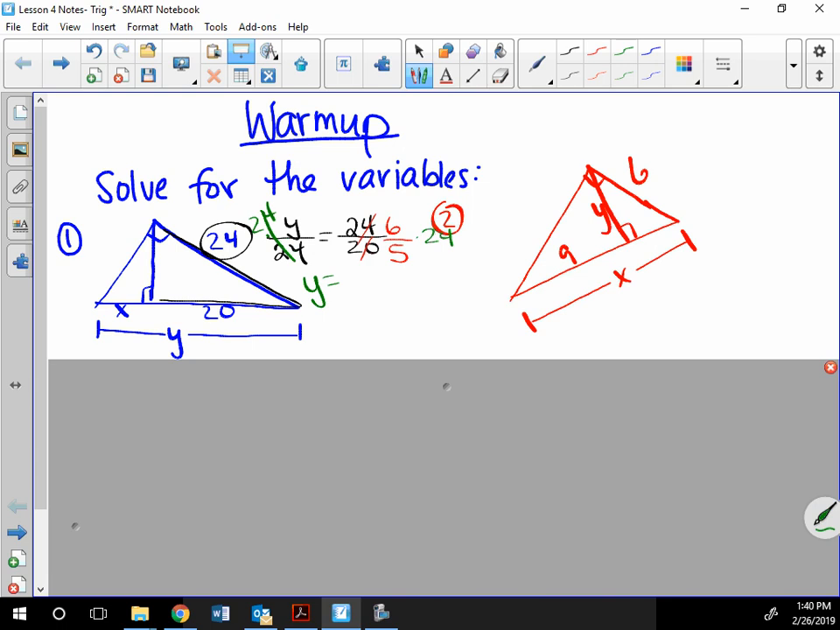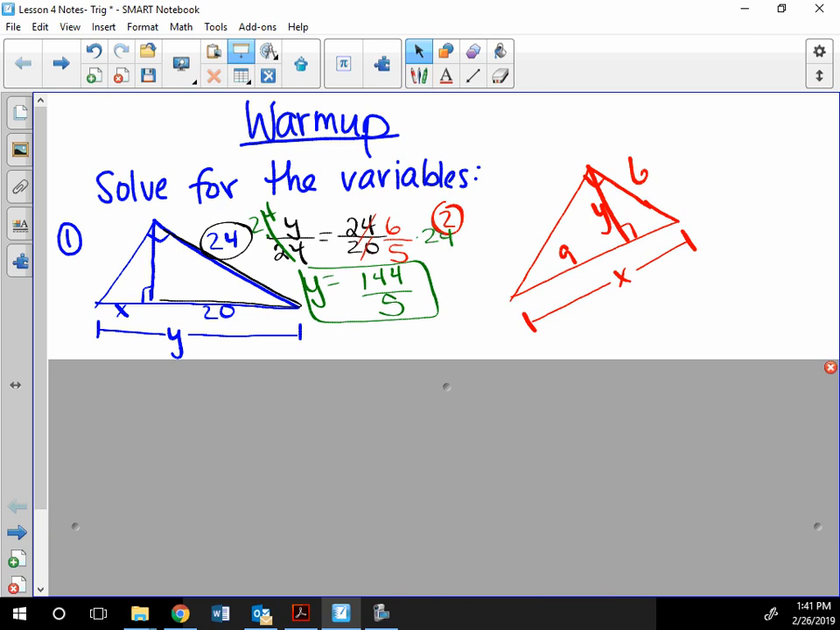Let's see, 6 times 24. We can't reduce 5 and 24. Man, what a fraction. Alright, so 6 times 24. What's 6 times 20? 120. 6 times 4? Well, 120 and 24 gives us? 144 over 5. So that would be my entire y. And then I would need to subtract 20 to get my x. So we can go ahead and do that.